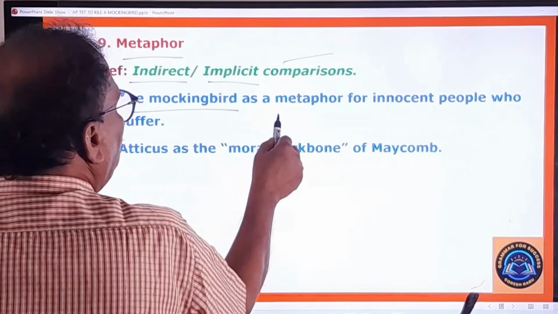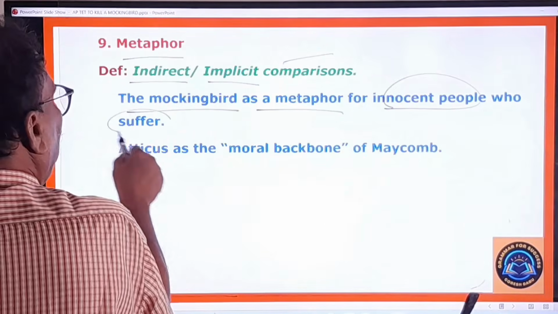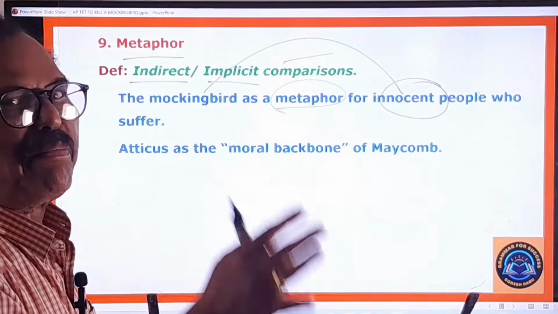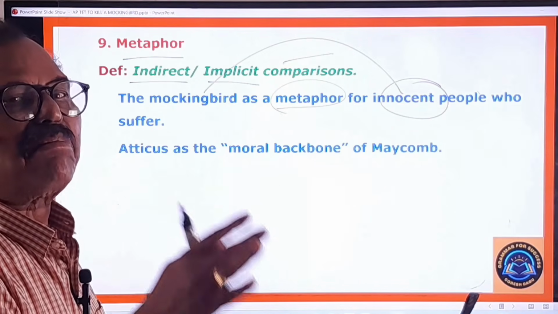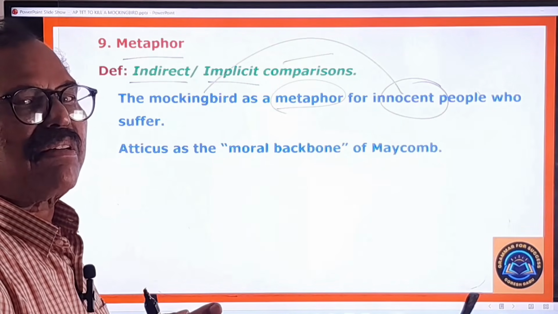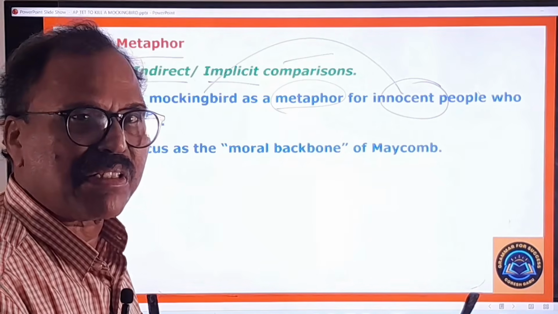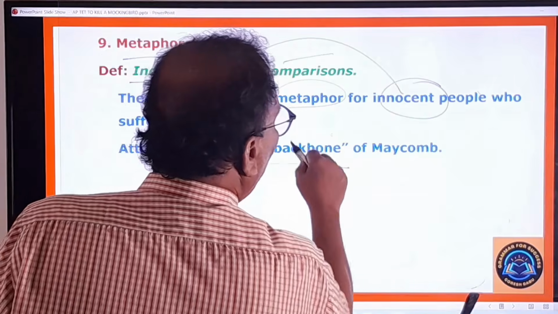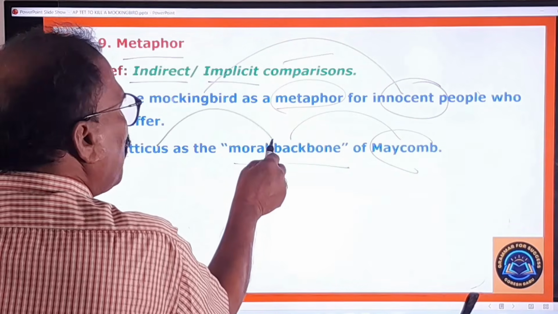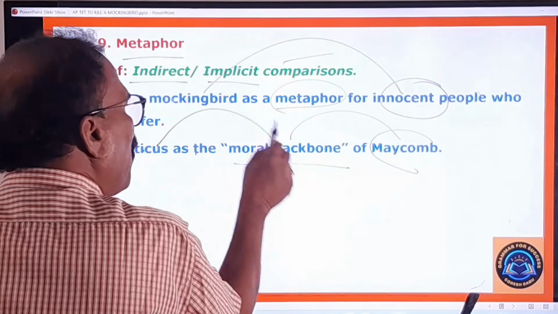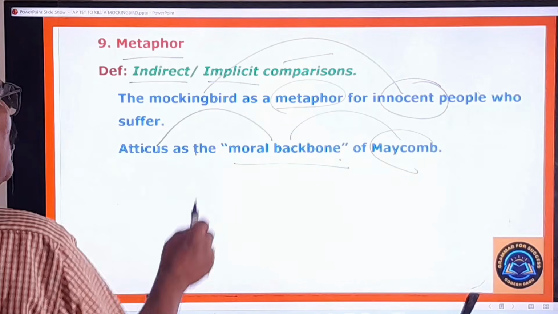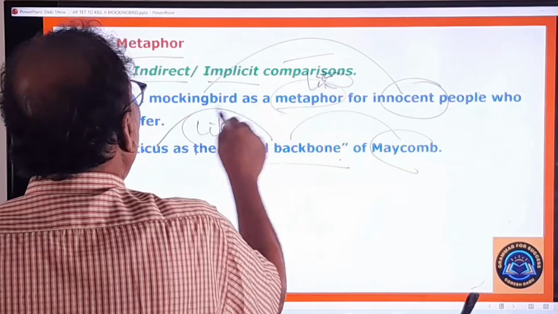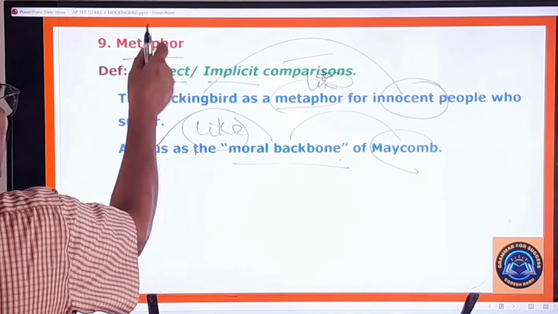The mockingbird as a metaphor for innocent people who suffer. It directly stands for the innocent people. So all the innocent people are just like mockingbirds. So that means the innocent people are mockingbirds, or like the mockingbirds, whatever you can say. And Atticus as the moral backbone of Maycomb. So Atticus as the moral backbone means Atticus is like the moral backbone of Maycomb. So here the word like is omitted, and therefore in these lines you can find this metaphor.